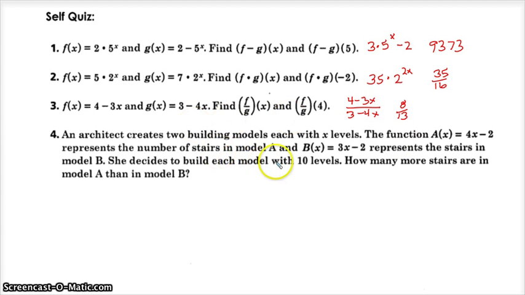Last question, when I subtract my two models here, because I'm looking at the difference in the number of steps, when I do the subtraction, a of x minus b of x should be equal to x. So that means there will be 10 more stairs in Model A than in Model B.